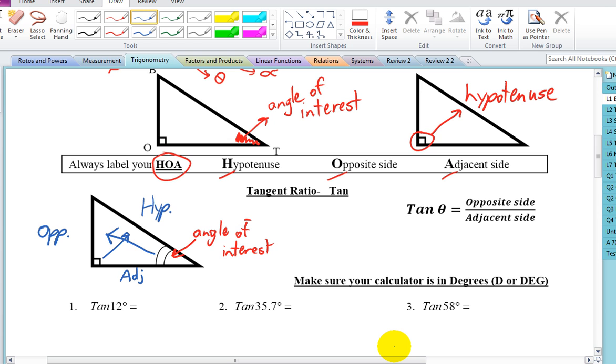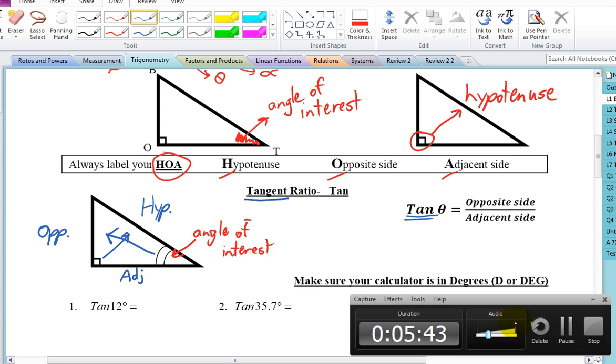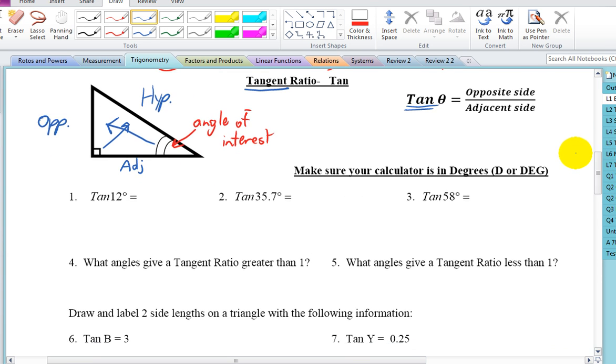H-O-A. Now what we're going to talk about today is tan theta, or the full name, tangent. The tangent ratio is the opposite side over the adjacent side. On your calculator, first of all, make sure your calculator is in degrees. You want to look on the screen and see a little d or DEG.